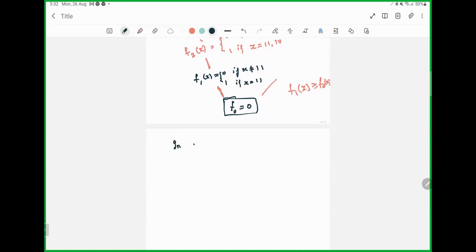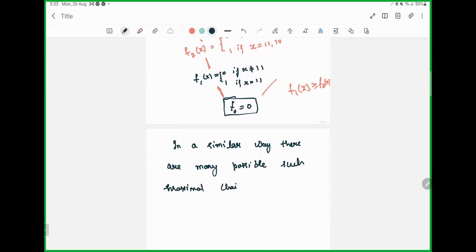Let me write it in a similar way. There are many possible such maximal chains, but each maximal chain has length 11.